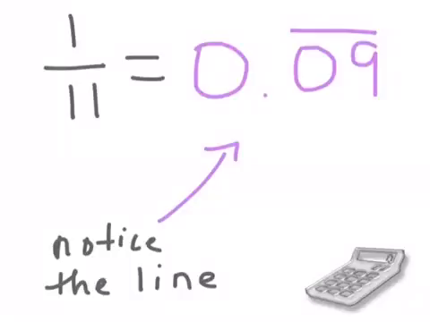So 0.090909. Notice this bar here, we call it a bar notation, and it indicates the repeating period. So the period of this number would be 0.9, and it keeps repeating. The bar is drawn over the digits that repeat, so in this case it's 0.9.